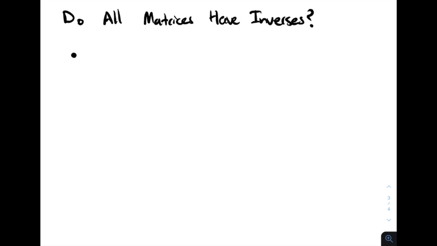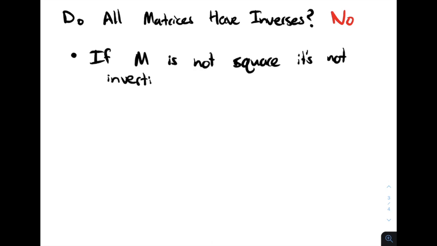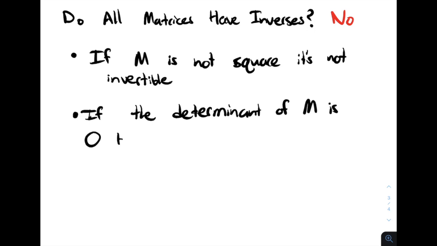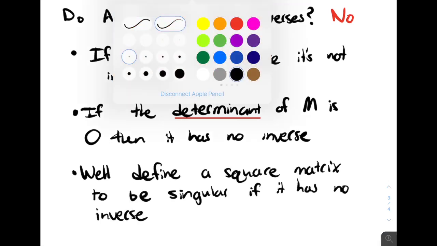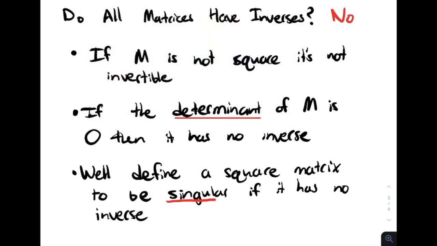Our next question would be, do all matrices have inverses? The answer is no. If our matrix is not square, then it's not invertible, meaning it has no inverse. Secondly, if its determinant is 0, then it has no inverse. We say that a matrix is singular if it has no inverse.